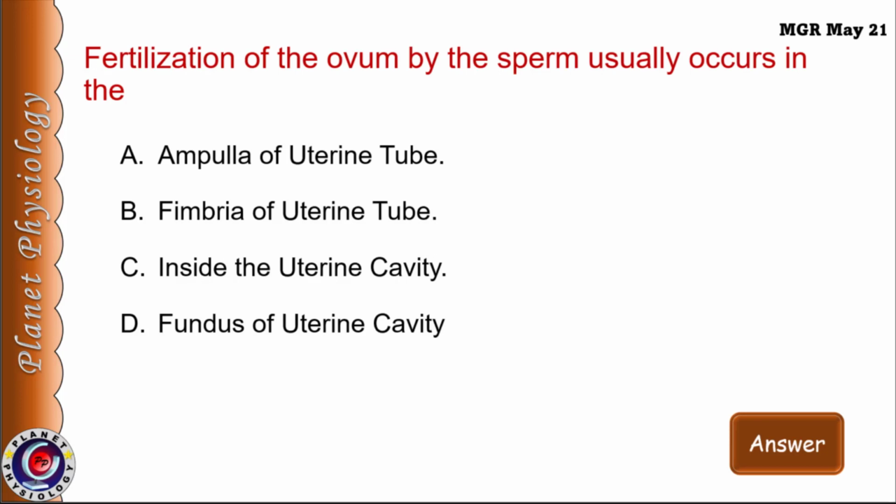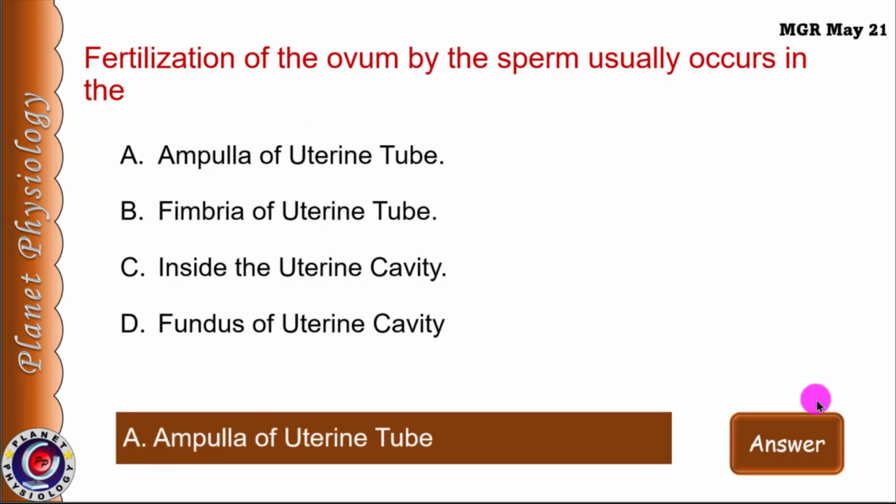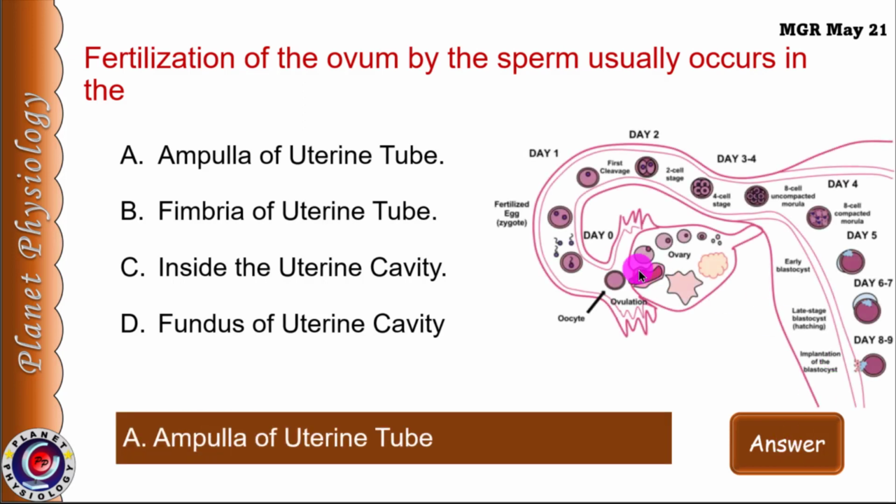Here is another simple question. Fertilization of ovum by sperm usually occurs in the option A. Ampulla of uterine tube, B. Fimbria of uterine tube, C. Inside the uterine cavity and D. Fundus of the uterine cavity. And the correct answer is A. Ampulla of uterine tube. Fertilization normally occurs in the ampulla of the fallopian tube.